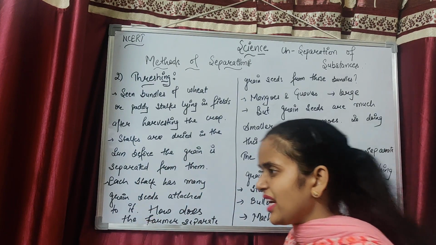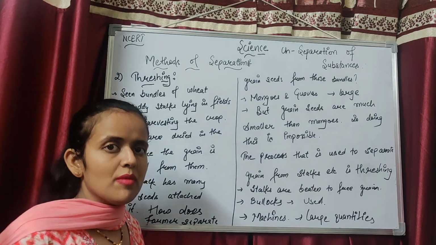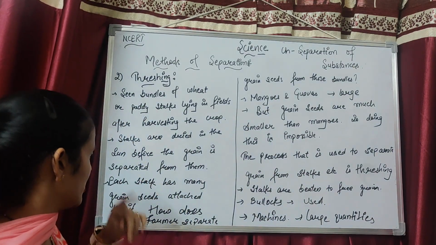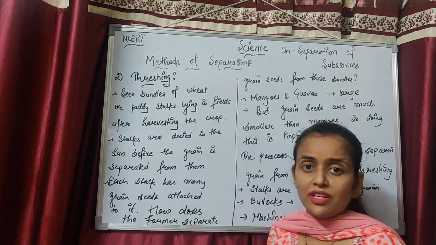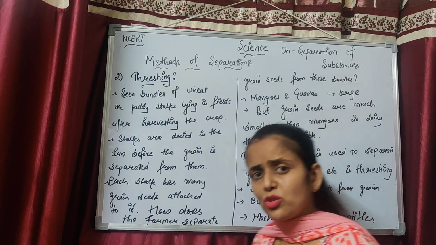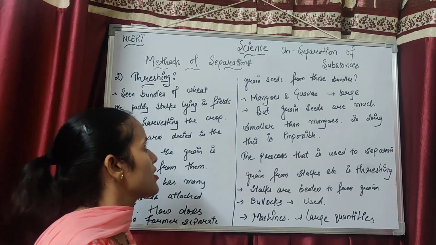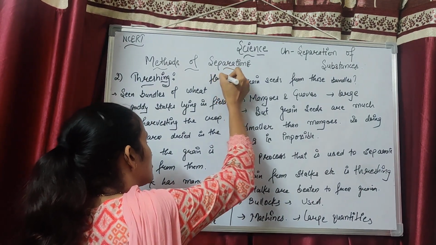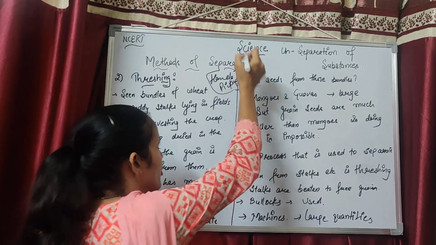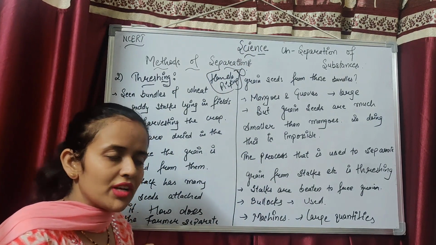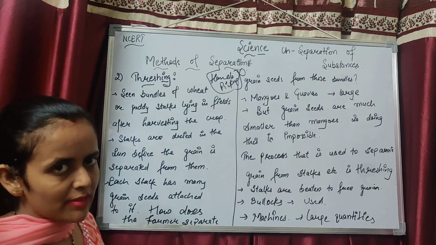Each stalk has many grains or seeds attached to it. So how does the farmer separate each and every grain from the stalk? Is it possible to separate each and every grain from the stalk by hand? Hand picking is not allowed here, because it is impossible to separate each and every grain from the stalk by hand. No one can do this. So there is a second method we will use.